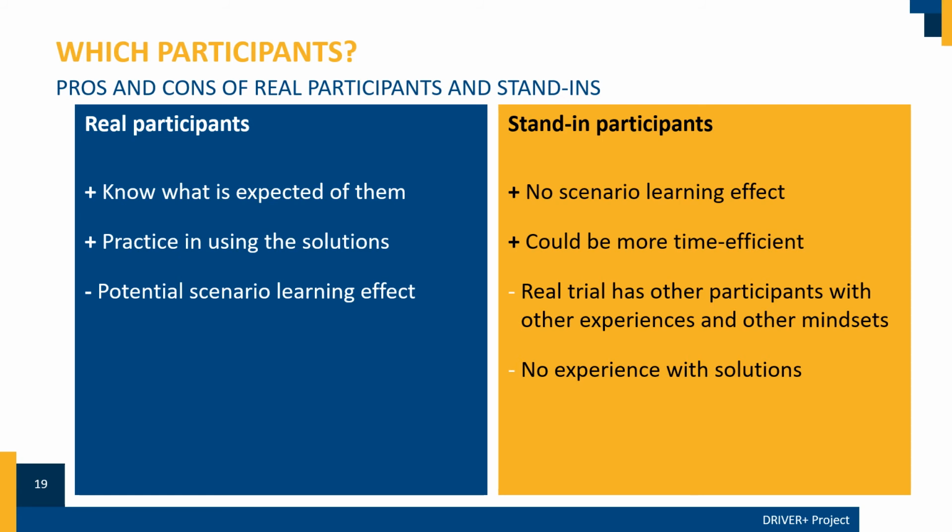On the other hand, in this way, they also already know what is expected of them. And they have already practiced with how to use these new and innovative solutions. In this way, they most probably can better compare these solutions with the current baseline process. You can also use stand-in participants, thereby minimizing the learning effect on the real trial participants. And maybe you can even invite fewer stand-ins during Dry Run 2, making the whole event more time efficient.